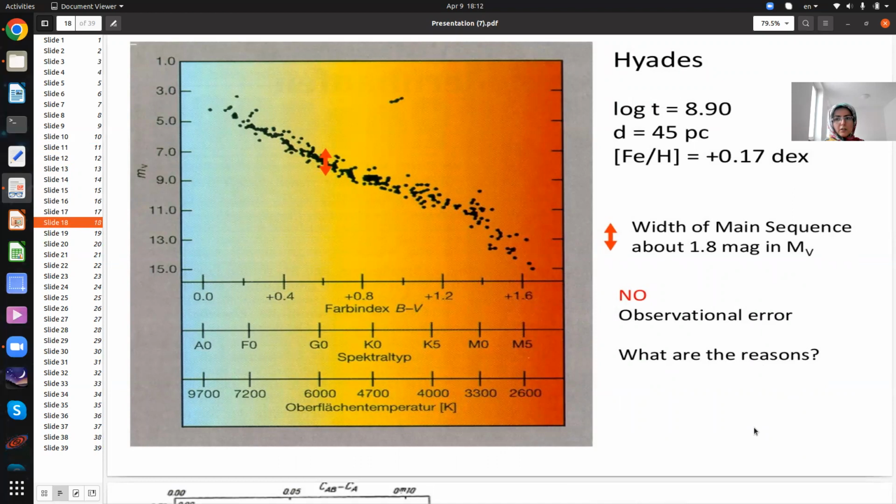Here you see the highest age, log age is 8.90. The distance is 45 parsecs, and metallicity is Fe iron over H, hydrogen, is 0.17 dex. And you see that the width of the main sequence is about 1.8 magnitude in M_V. What is the reason for that? Then I will explain to you how and why we have some width in the main sequence.